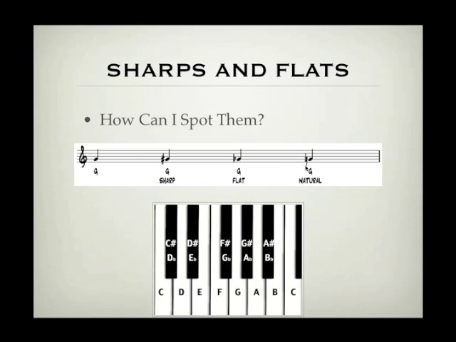This funny symbol here is actually called a natural symbol, and what that does is it acts as a sort of neutralizer, and so brings it back to the G natural. So you can spot them by looking for these symbols that are before the note. But remember, a sharp raises the note by a semitone, whereas a flat lowers the note by a semitone.